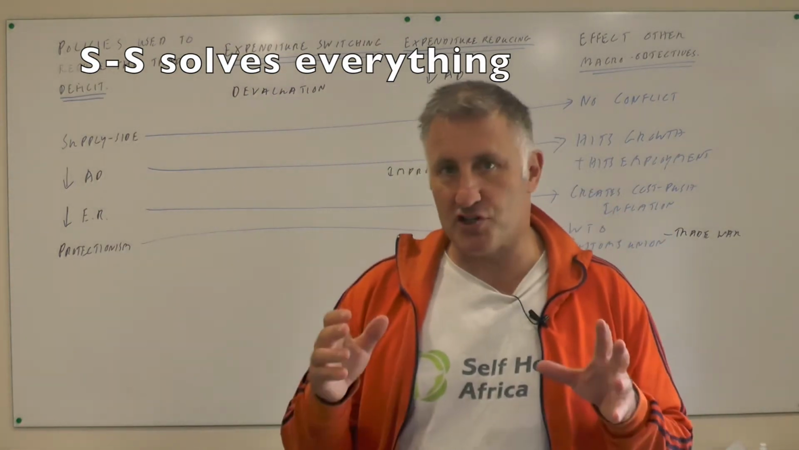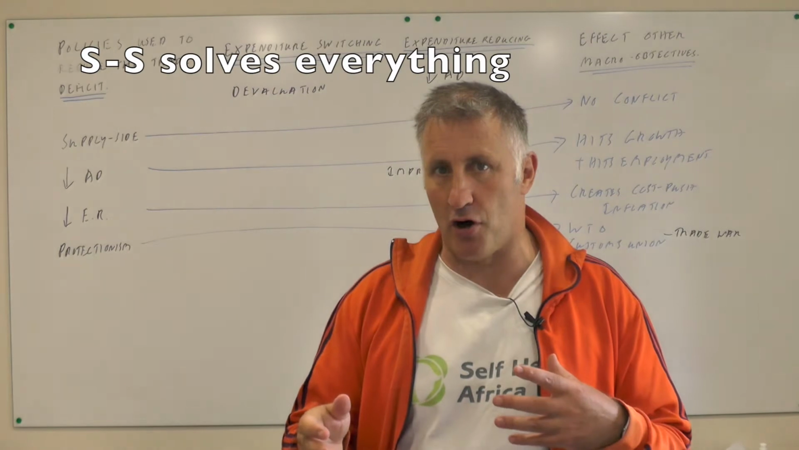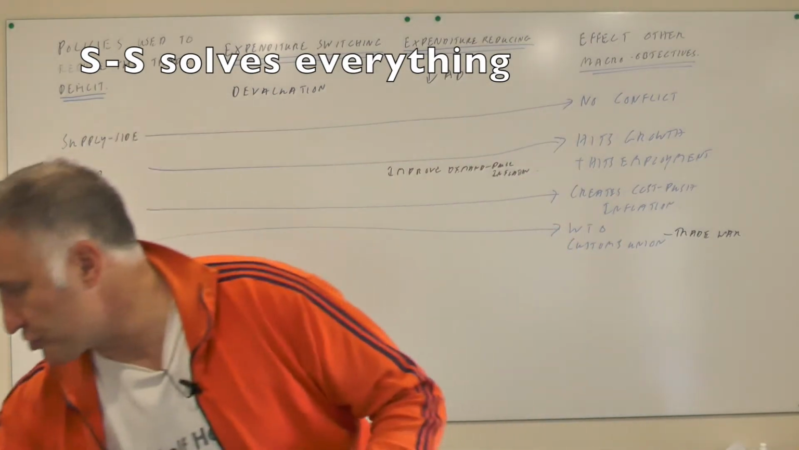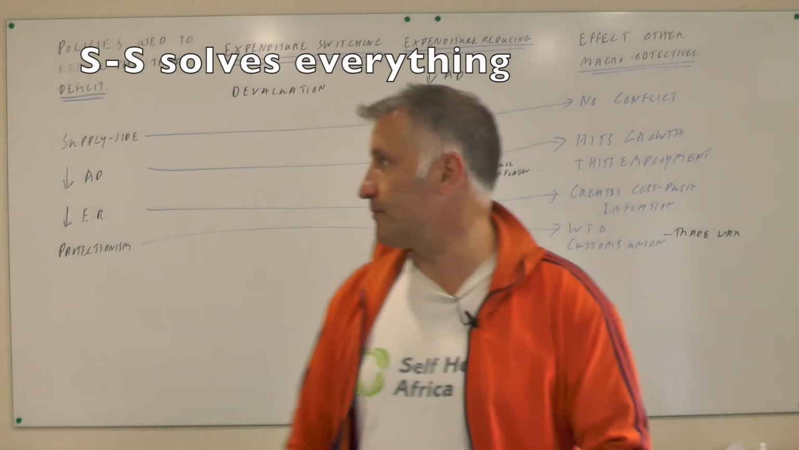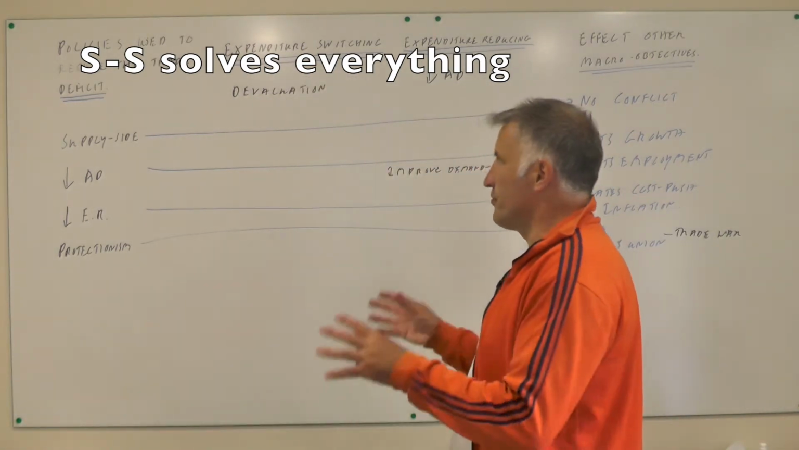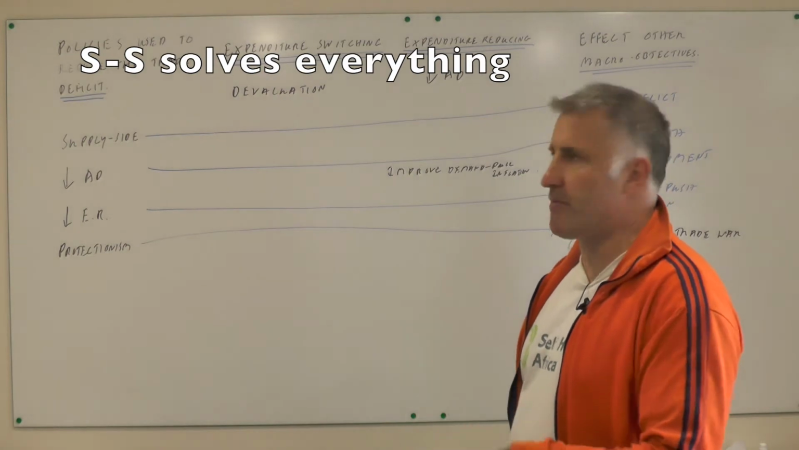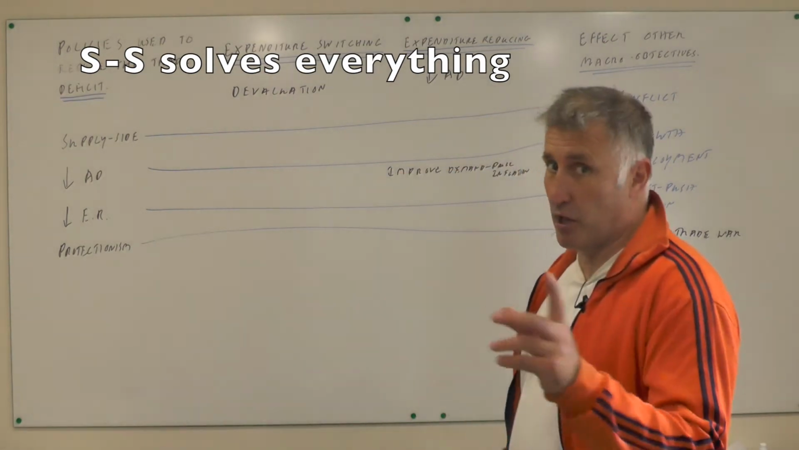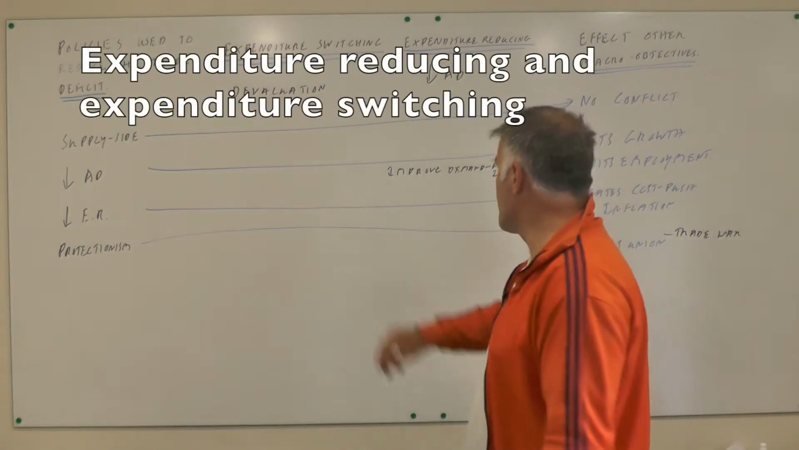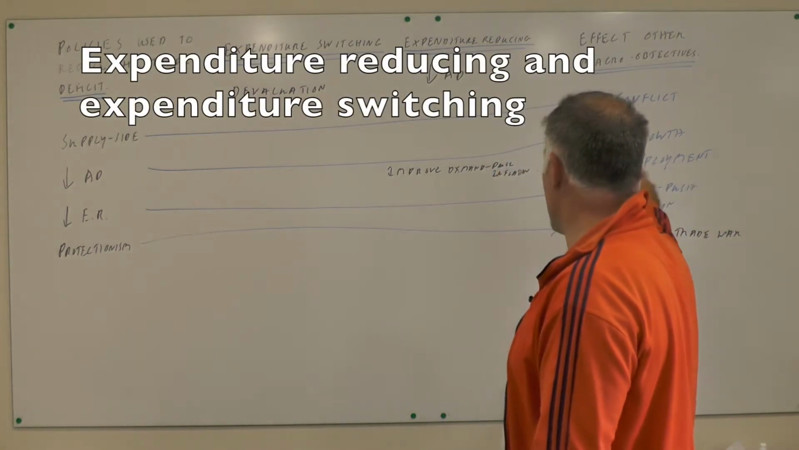We can decrease aggregate demand, and that will lead to a fall in imports. Right, so the next thing I want you to do is how that relates to other macro objectives. Well, supply side improves all of them because we've done that loads and loads of times. We can decrease AD, but that's going to hit growth and it's going to hit employment.